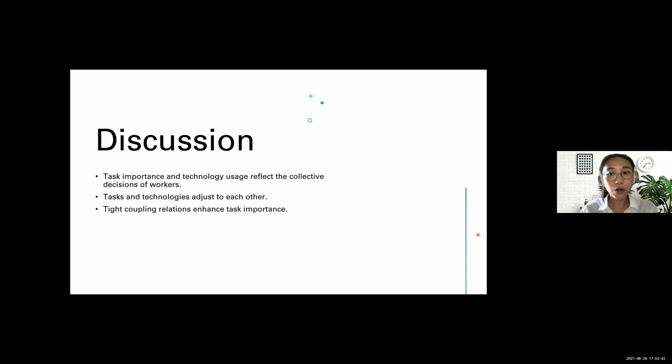The results of the study show that tight coupling relationships enhance task importance. It is particularly interesting with respect to the relationship between task and technology, because many people believe that technology is replacing human labor, but what we are discovering here indicates that tasks that share greater similarity with technology are more likely to be considered important by the workers. So what this suggests is that how a task is done can be different, but the work itself is not disappearing, nor the human intelligence involved in this process.